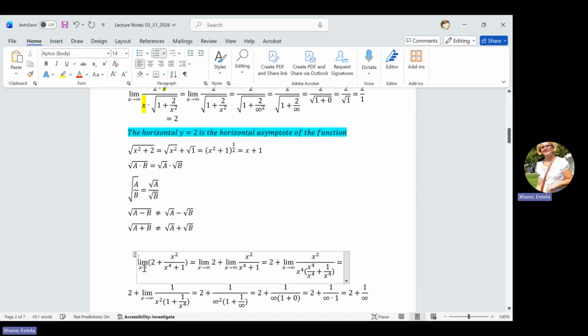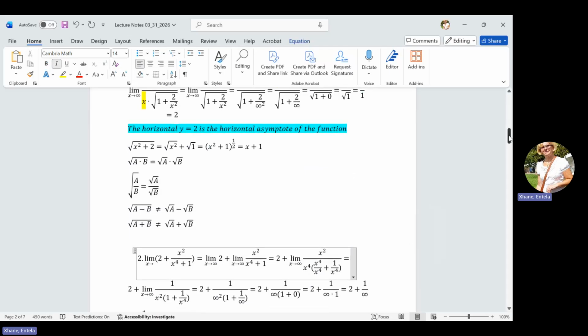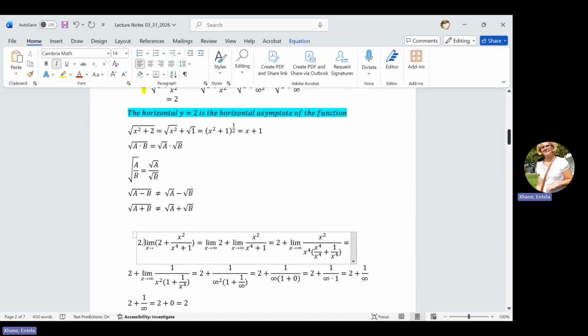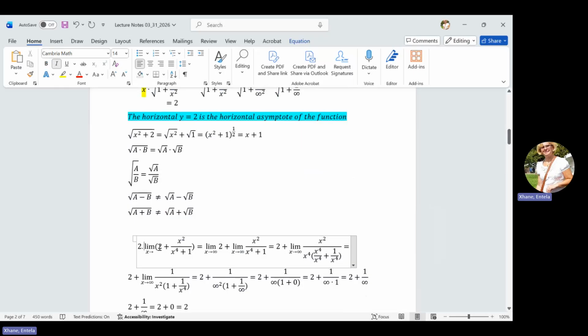Let's transition into another one. Again, limit at infinity. What is interesting about this example is the way it is designed. It is designed as a summation of 2 parts.